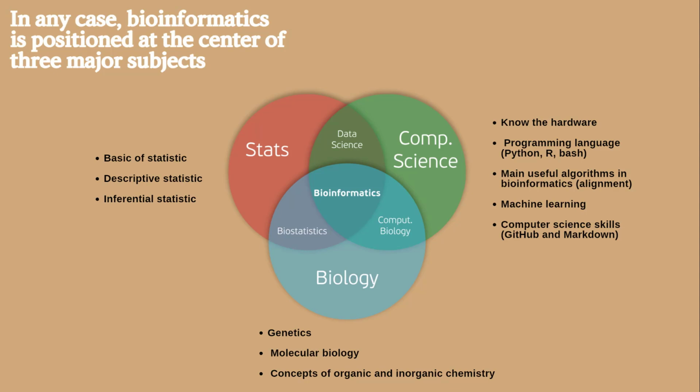About biology, it's important to know genetics, molecular biology, and concepts of organic and inorganic chemistry. About stats, bioinformaticians have to know basics of statistics, descriptive statistics, and inferential statistics. About computer science, it's really important to know how the hardware works, programming languages such as Python, R, Bash, and many useful algorithms in bioinformatics such as algorithms about alignment. Machine learning and computer science skills are also important.